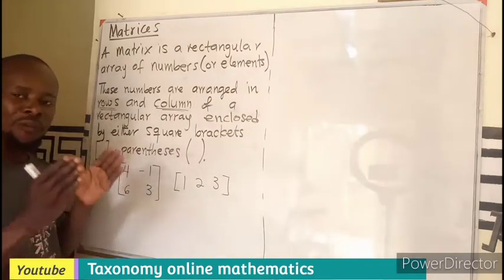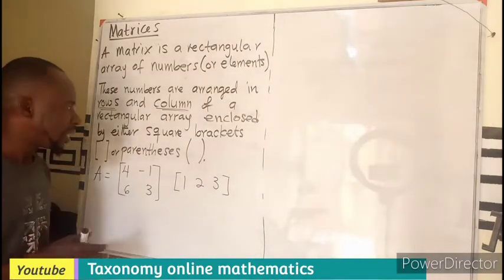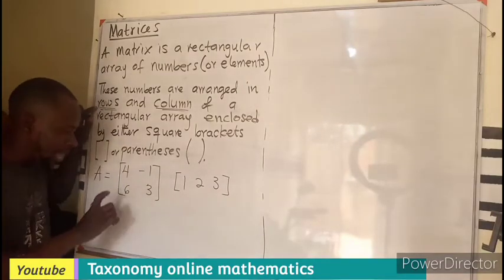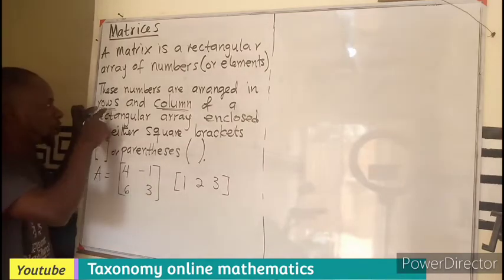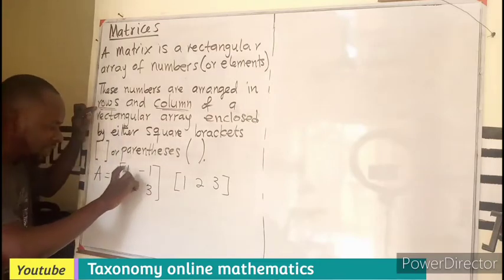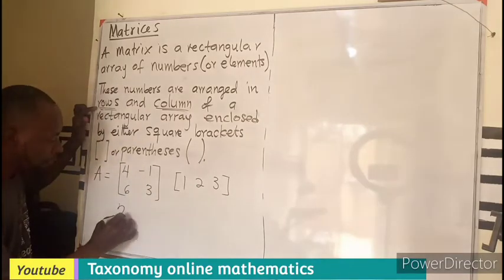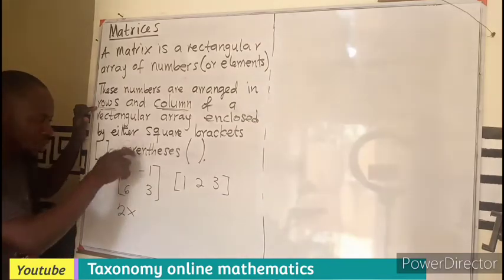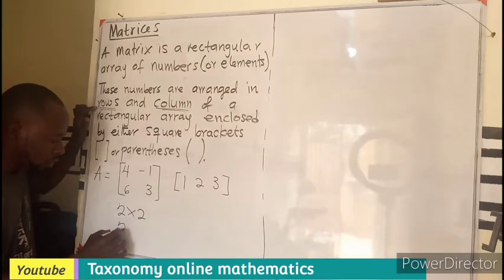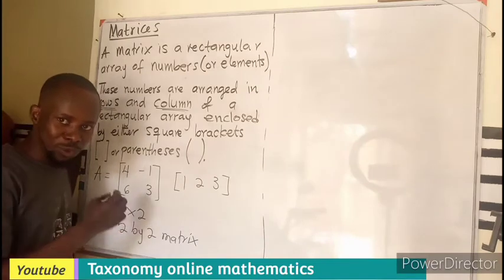Now, the size of a matrix determines the order. What is the size of the matrix? Since we are using rows and columns, we describe a matrix based on the number of rows followed by the number of columns. So I ask myself, how many horizontal lines am I having? In this case, I have 2. Then, how many vertical lines am I having? I am having 2. So I'll call this a 2 by 2 matrix. You get me? 2 by 2 matrix.